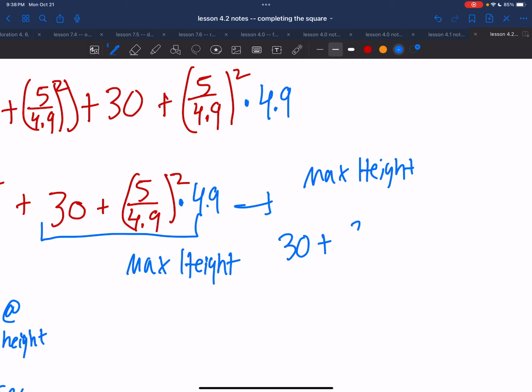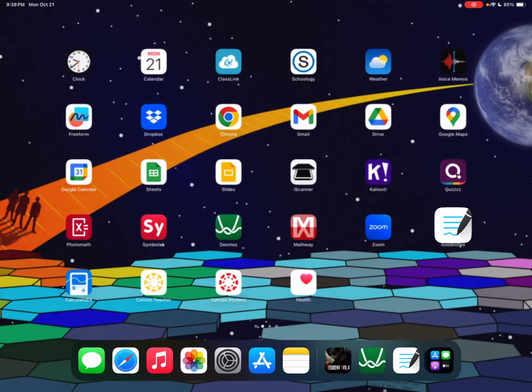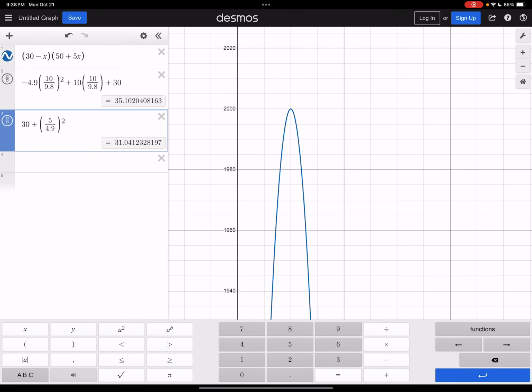So this is actually 25 over 4.9 squared times 4.9. So one of those cancels. 30 plus 25 over 4.9. That's our max height. And if I get that in a calculator, it looks like this. 25 over 4.9. Boom, there it is. It matches.